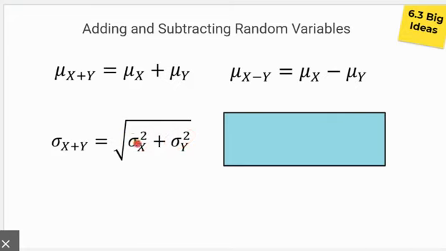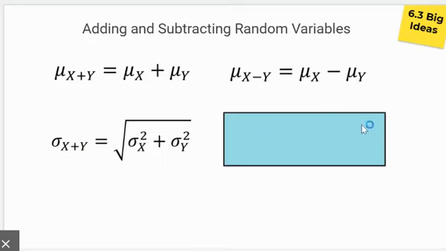So we take the standard deviation of x and square it to get the variance of x. We take the standard deviation of y and square it to get the variance of y, and then we add the variances together. Once we add the variances together, then we take the square root, which takes us back to standard deviation. So find the variance, add the two variances together, then take the square root to get back to standard deviation. That's how you find standard deviation when you're adding two variables together.